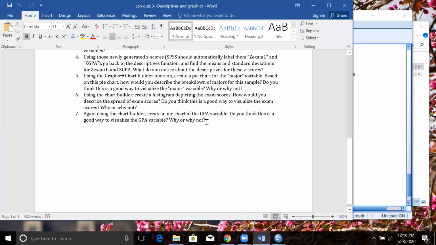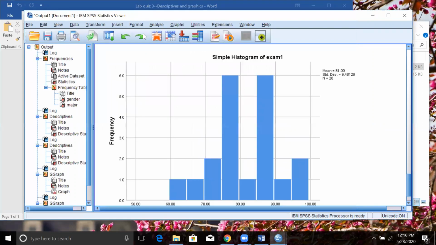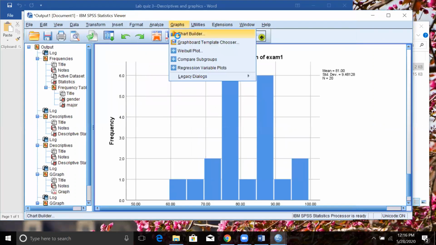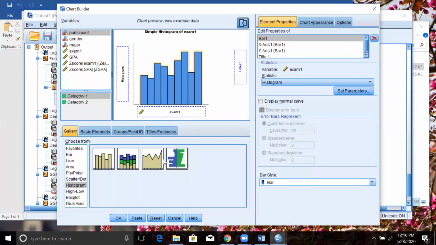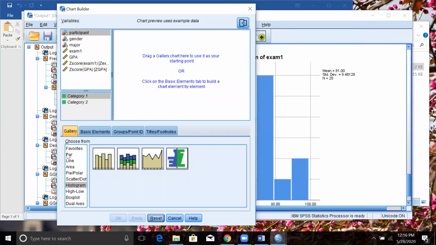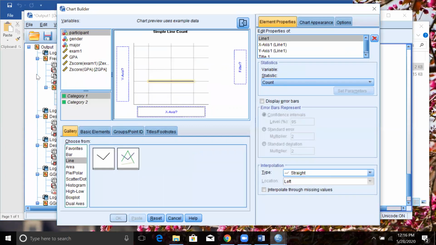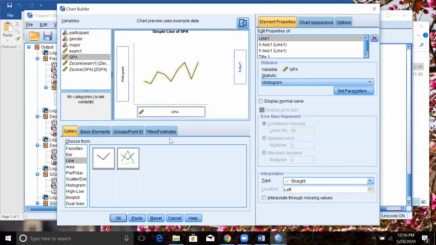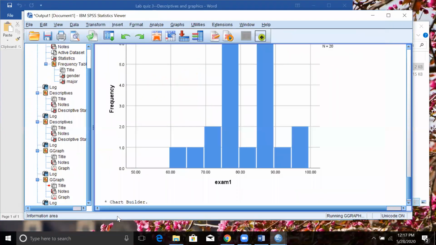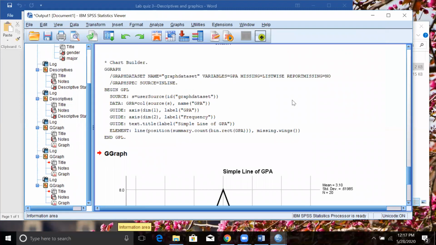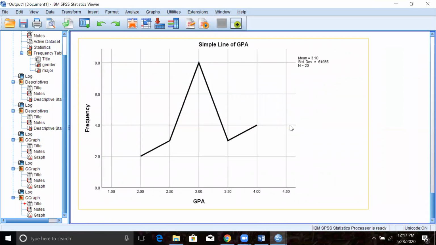Then lastly, again using Chart Builder, create a line chart for the GPA variable. Do you think this is a good way to visualize the GPA variable? Why or why not? So then one last time, back in our Chart Builder, reset, line, and that was for GPA, right? And here we have our line chart depicting GPA.